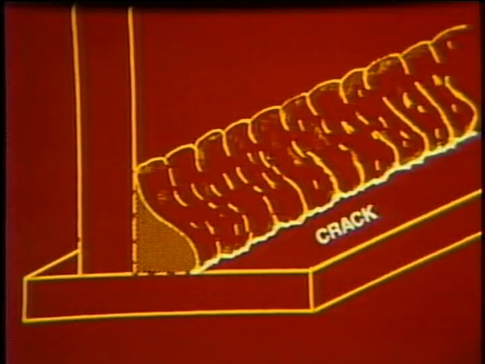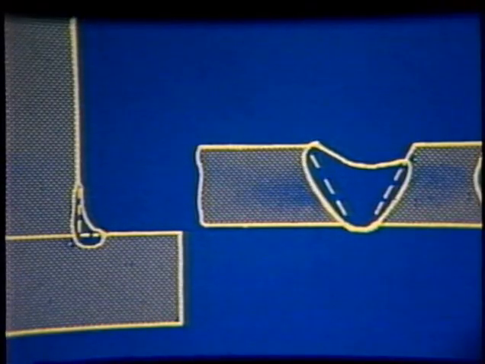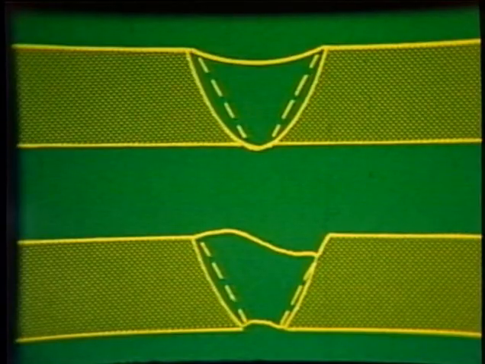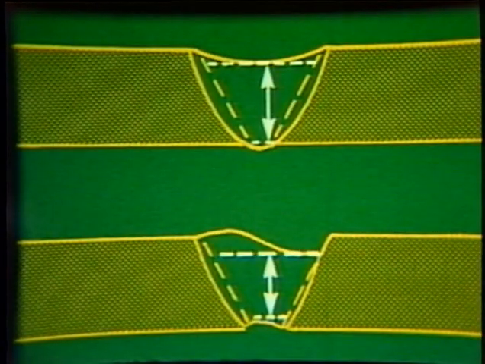Another discontinuity related to weld profile is insufficient throat or underfill. This occurs when a weld face or root is depressed or extends below the adjacent base metal surfaces, resulting in a throat less than specified by the designer.